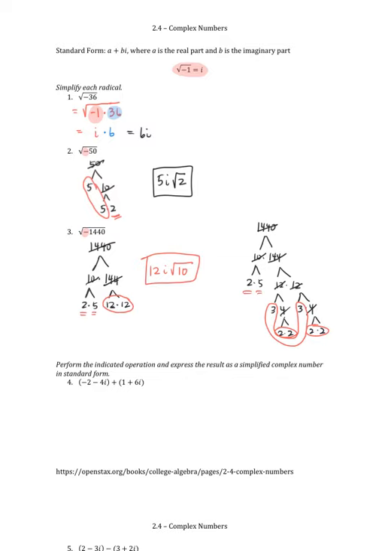So the pair of 3s comes out as a 3. The pair of 2s comes out as a 2. The other pair of 2s comes out as a 2. So 3 times 2 times 2 is 12. So I get the same thing either way, right? And then the 2 and the 5 are single, so those stay under. So I would still get 12i square root 10.